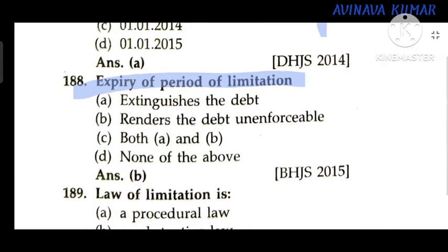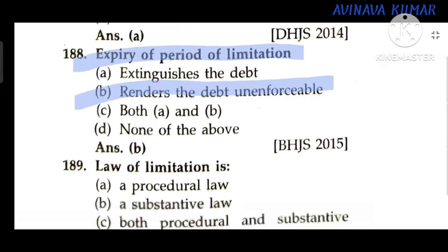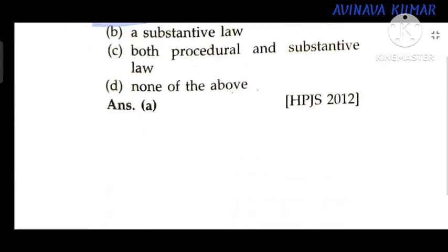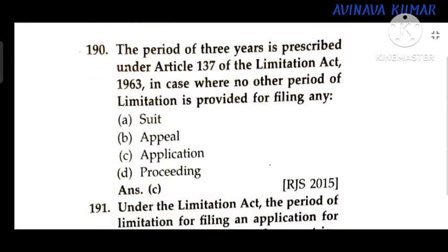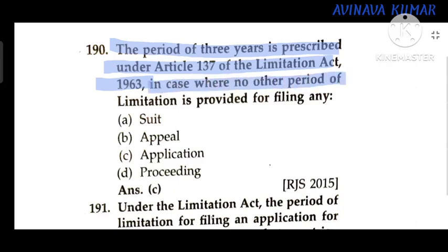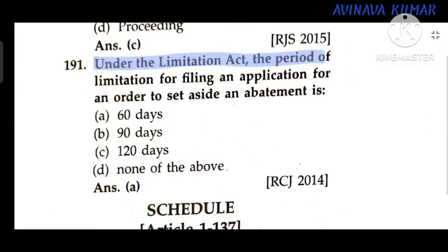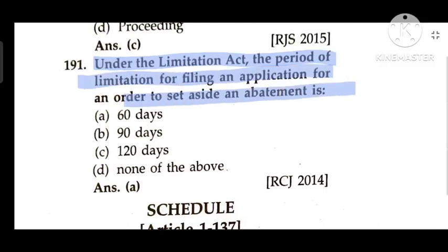Expiry of the period of limitation renders the debt unenforceable. Law of limitation is procedural. A period of 3 years is prescribed under Article 137 of the Limitation Act 1963 in cases where no other period of limitation is provided for filing any application. Under the Limitation Act, the period of limitation for filing an application to set aside an abatement is 60 days.